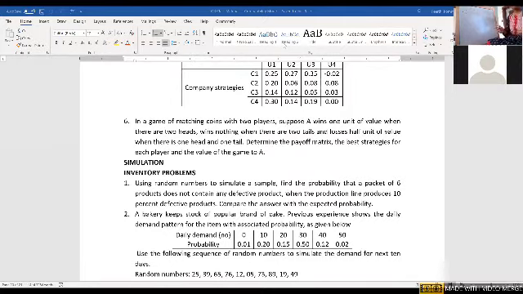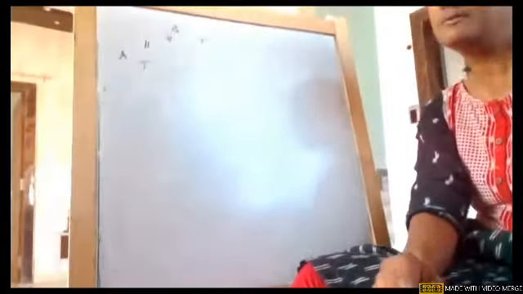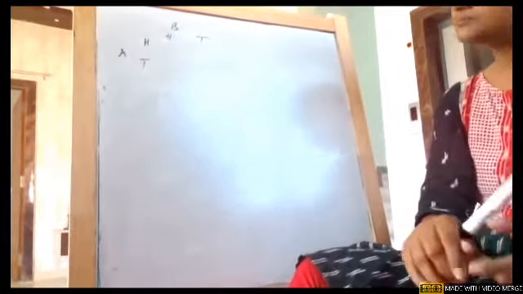Now the game is about flipping the coin. The logic they are using is A wins 1 unit of the value when there are two heads, wins nothing when there are two tails, and loses half unit of the value when there is one head and one tail. This is the logic given in the question. Using that logic, we will construct the matrix in game theory.